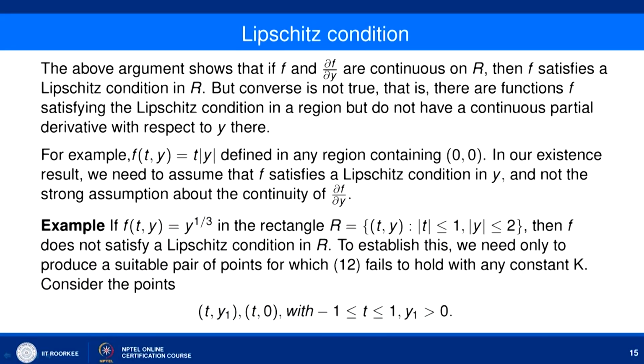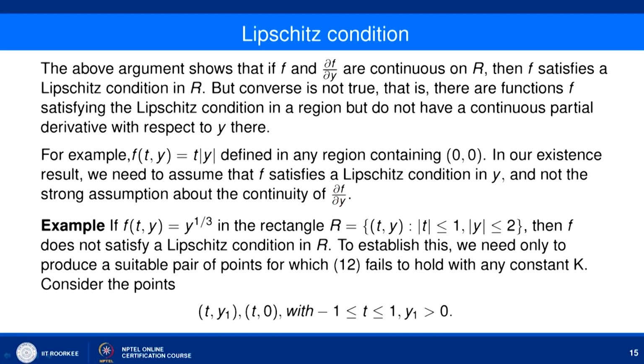So, the above argument shows that if f and del f by del y are continuous on R, then f satisfies a Lipschitz condition in R, but the converse may not be true. In fact, there are some functions f which satisfy the Lipschitz condition in a region, but do not have a continuous partial derivative with respect to y there. For example, consider the function f(t, y) equal to t modulus of y, defined in a region containing the point (0, 0). So, in our existence result we need to assume that f satisfies a Lipschitz condition in y, and not the strong assumption about the continuity of del f by del y.